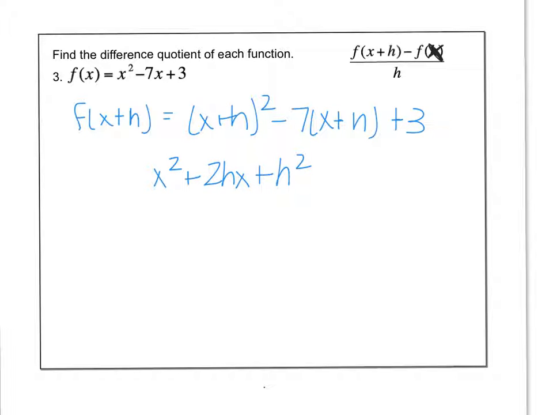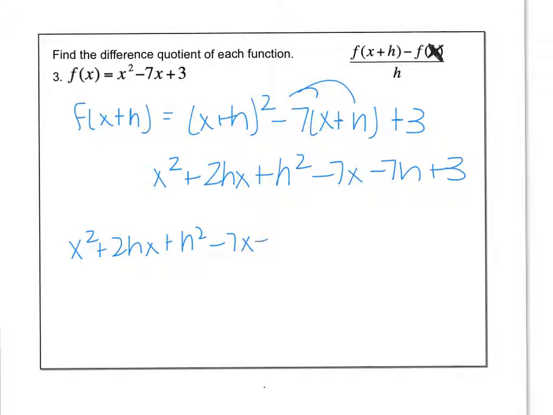Then the next thing I have to do here is distribute that negative 7. It's going to be negative 7x minus 7h plus 3. And then be careful, none of those are like terms. None of those can be combined. We have an x squared, an h squared, we have an x with an h, we have an x by itself, we have an h by itself. You can't combine any of those. So you're just going to write that all down as the very first part of the difference quotient. This is the first thing I'm plugging into the difference quotient. That's that first part. F of x plus h.